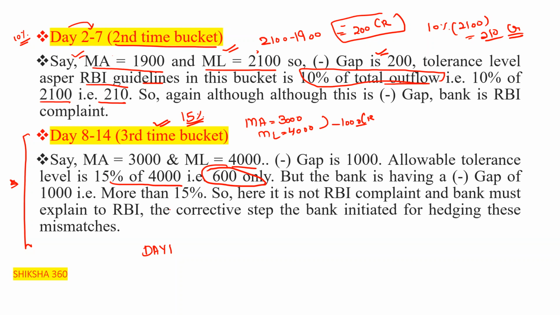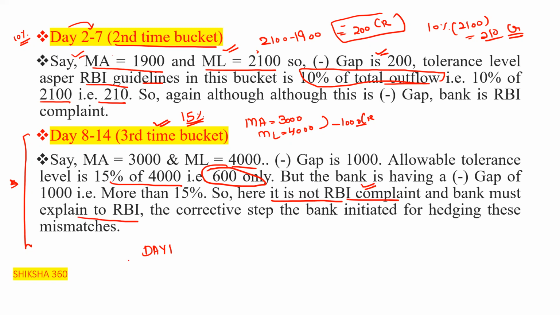But the bank is having a negative gap of rupees 1000 crore, and as per the RBI tolerance limit, it is to be only 600 crore. So that is more than that. So here it is not RBI compliant, and the bank must explain to RBI.